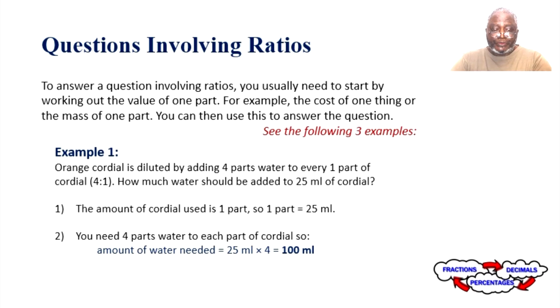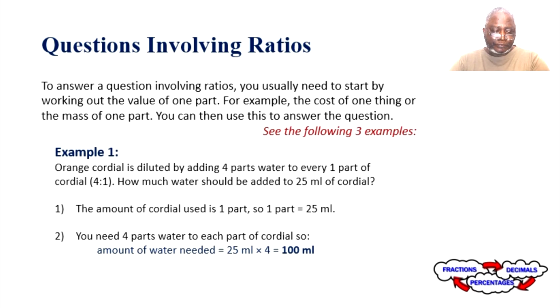Questions involving ratios. To answer a question involving ratios, you usually need to start by working out the value of one part. For example, the cost of one thing or the mass of one part. You can then use this to answer the question.